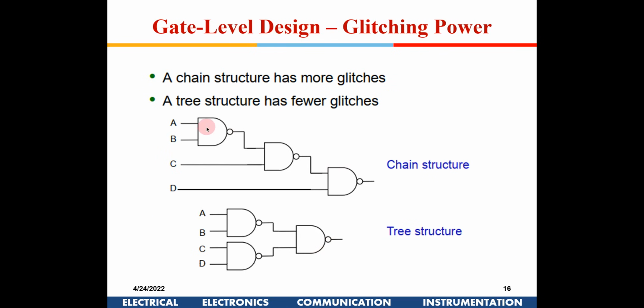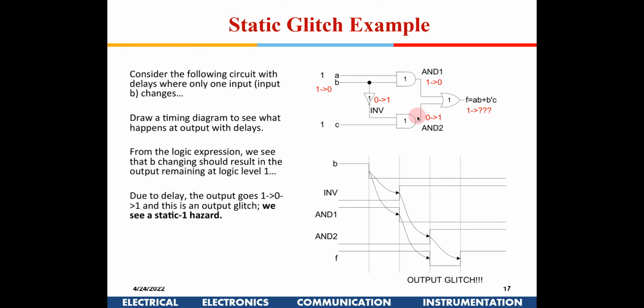So it says if this structure is replaced by this structure, it is going to have fewer glitches. But you should have some technique, right? I'll discuss that. Now this is another example. A is permanently 1 here, C is permanently 1 here, and B is making a transition from 1 to 0 here.